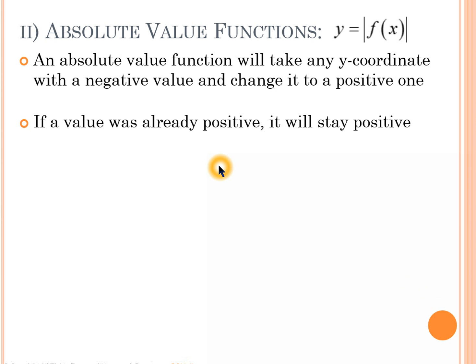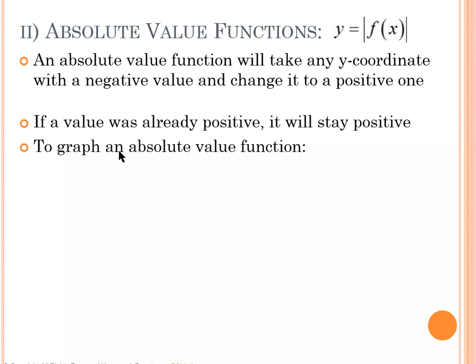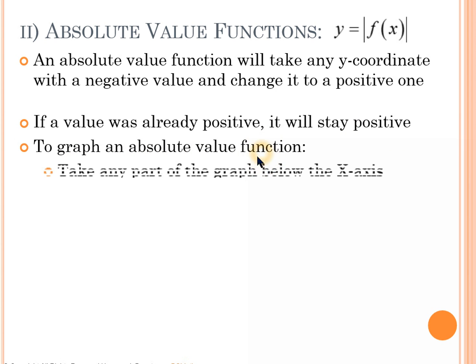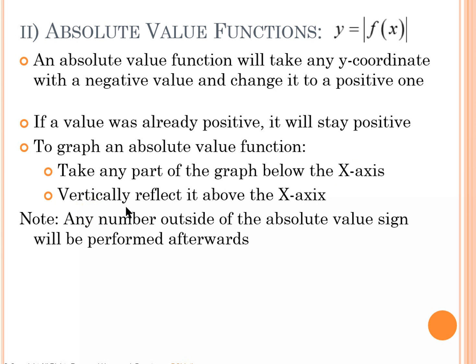Before we get on to a few more examples, here are some basic rules again. If a value was already positive, it will stay positive, and we did see that. To graph an absolute value function, take any part of the graph below the x-axis and vertically reflect it above the x-axis. And here's a little special note. Any number outside the absolute value sign will be performed afterwards.